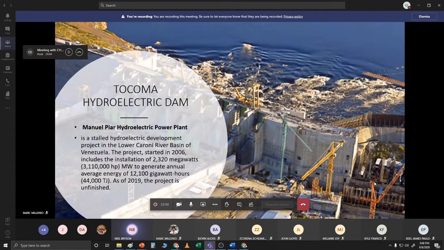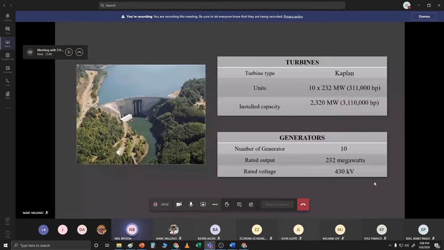Meron po siyang 2,320 megawatts to generate annual average of 12,100 gigawatt per hour. As of 2019 po, under construction pa rin po siya. Next slide.